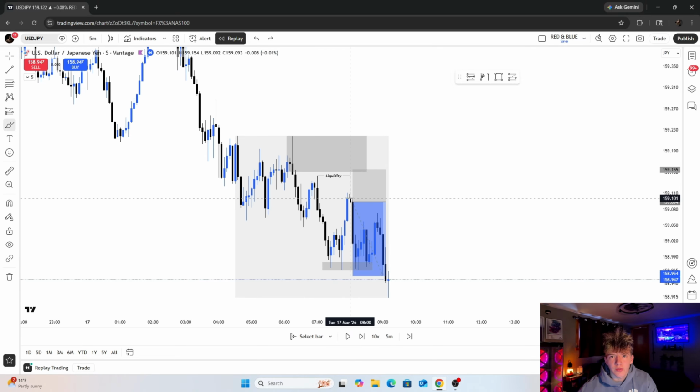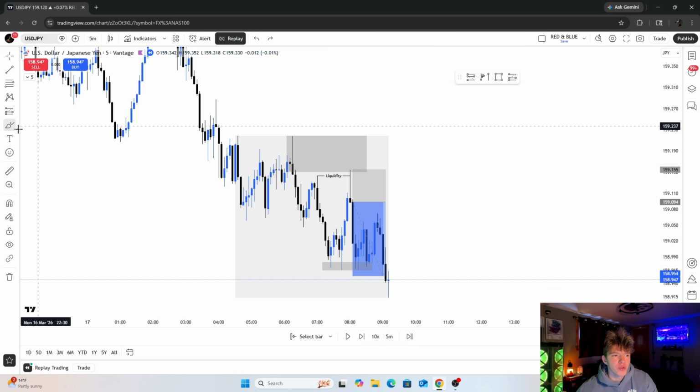Now, what's interesting with this trade is this candle opened at an 8 a.m. candle, okay? So when we have a new hourly candle, it usually can bring in a lot of volume.